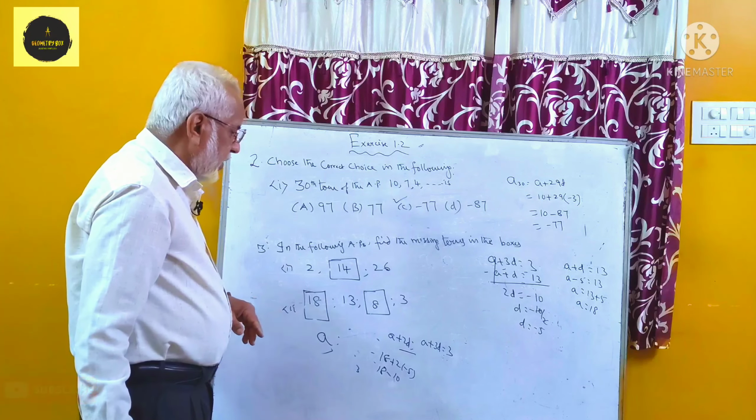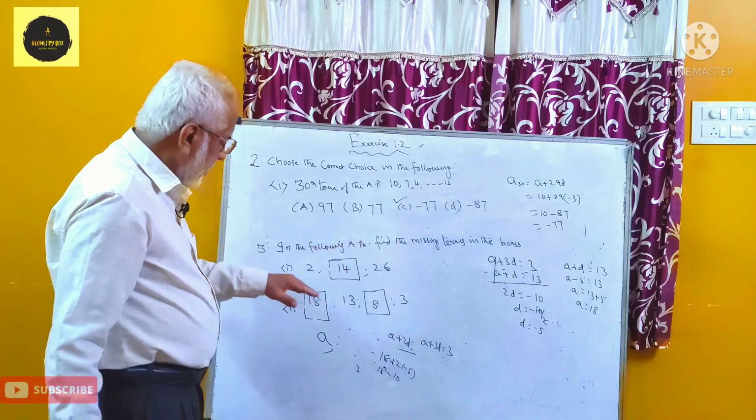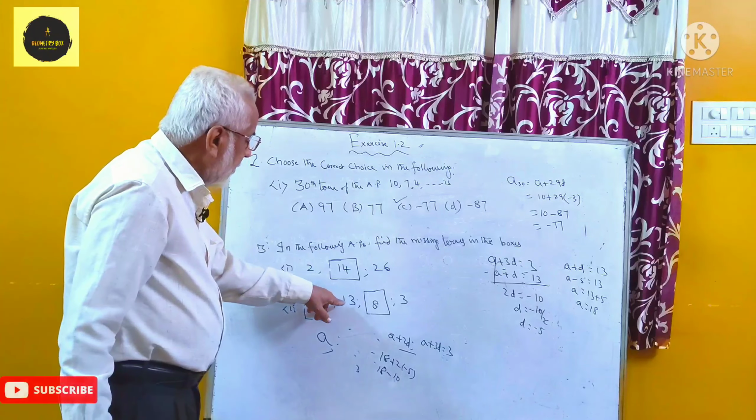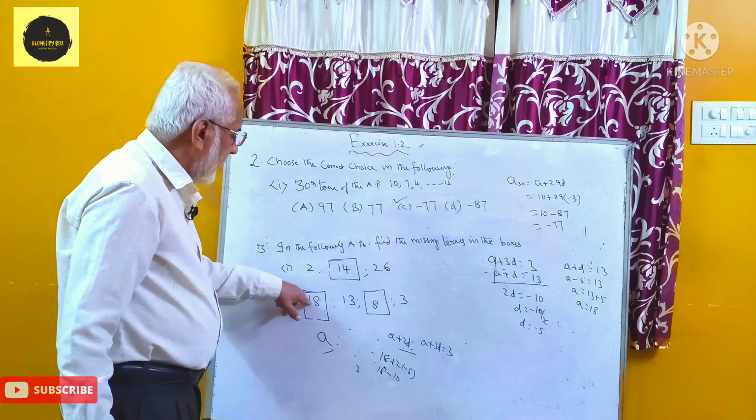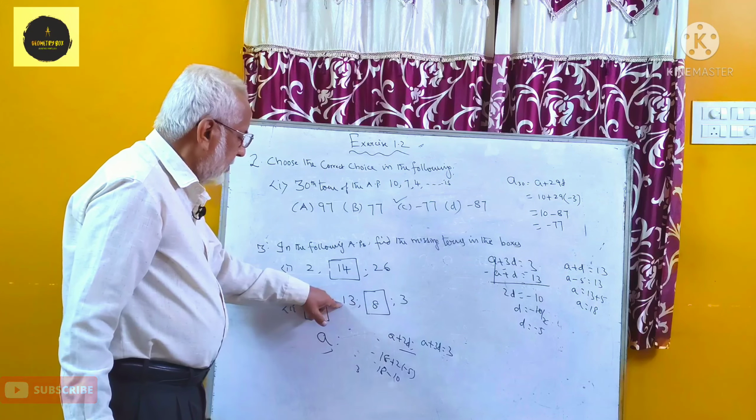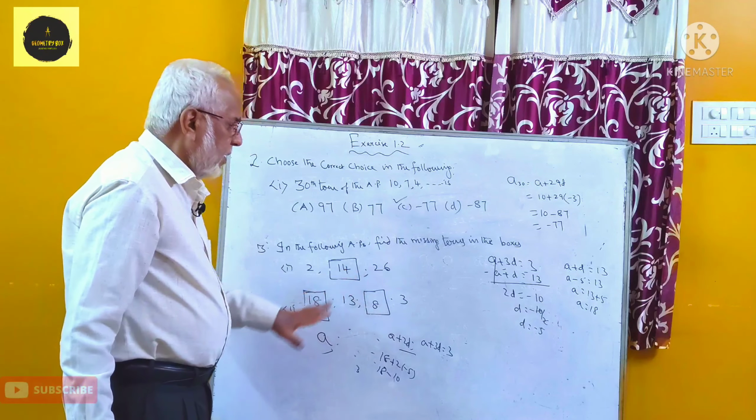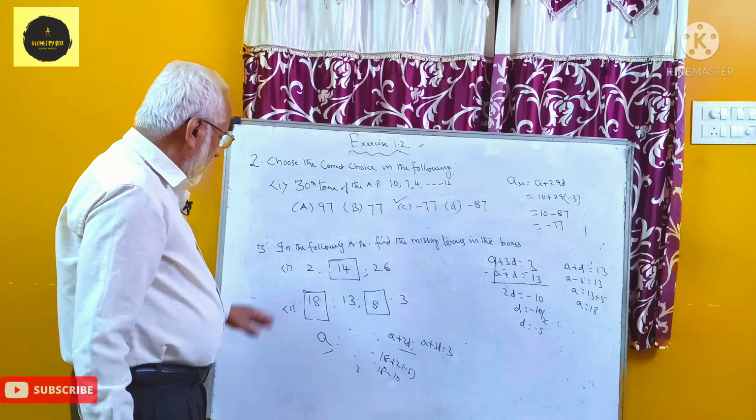Now you can do one verification. What we get: first term A is 18. Subtract 13 from 18, it is 5. 8 minus 13 is minus 5. 3 minus 8 is minus 5. So this is how we find the missing terms in the box.